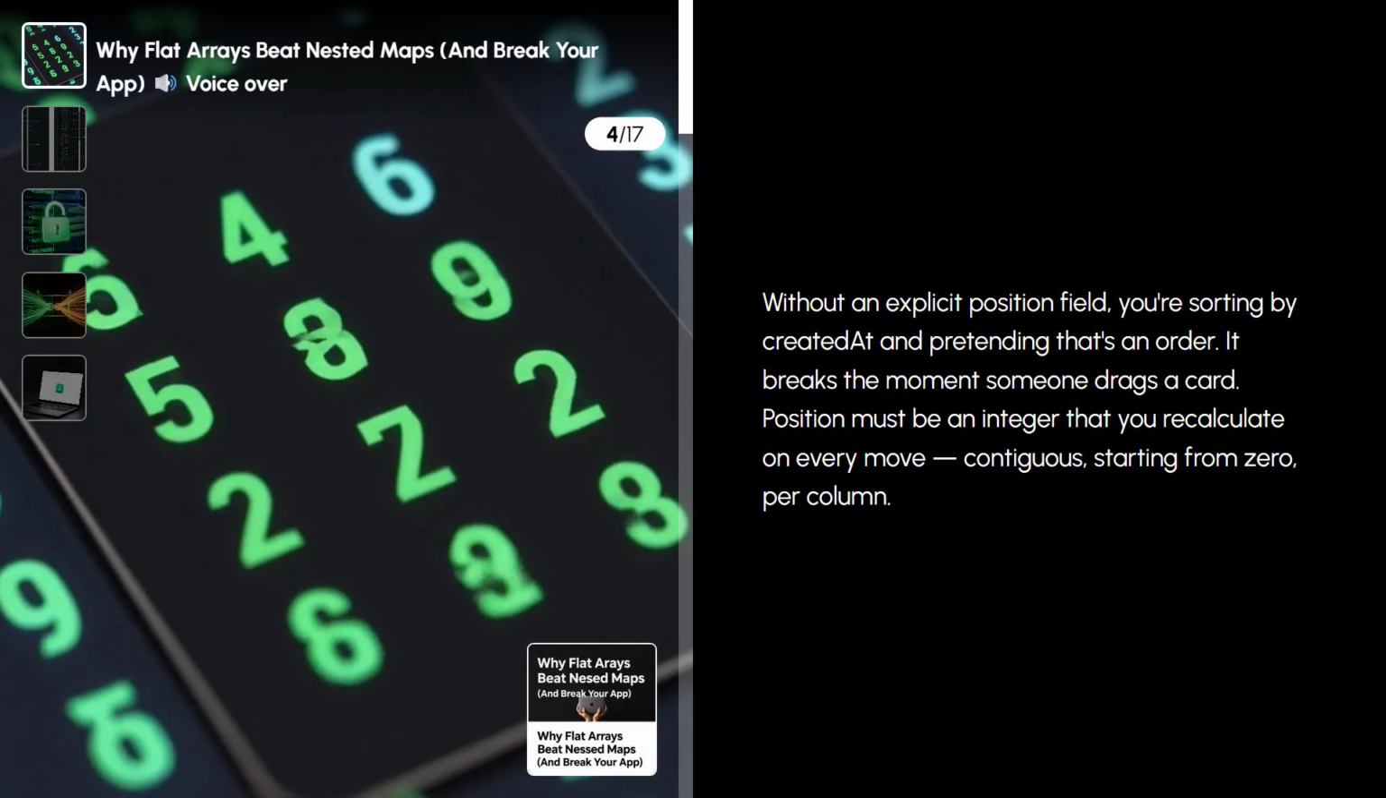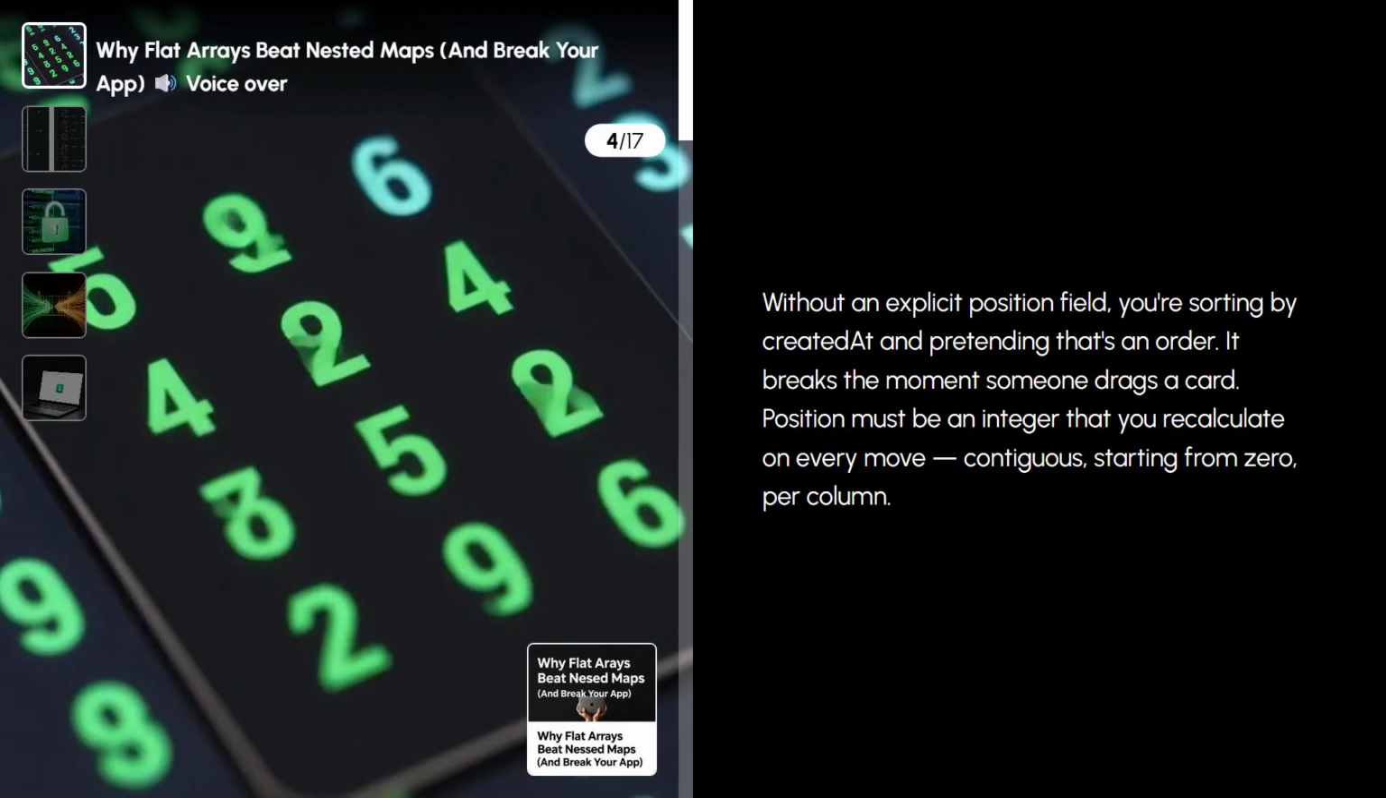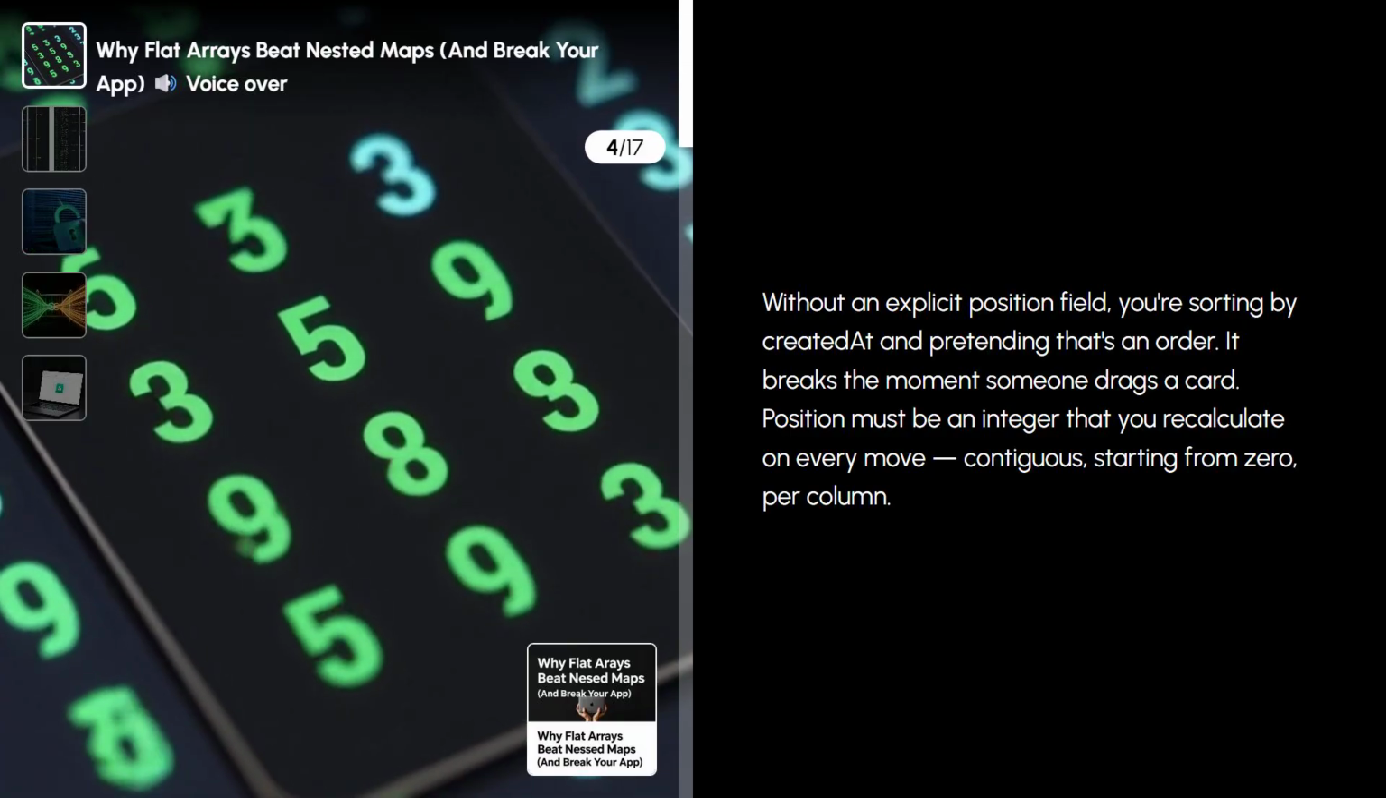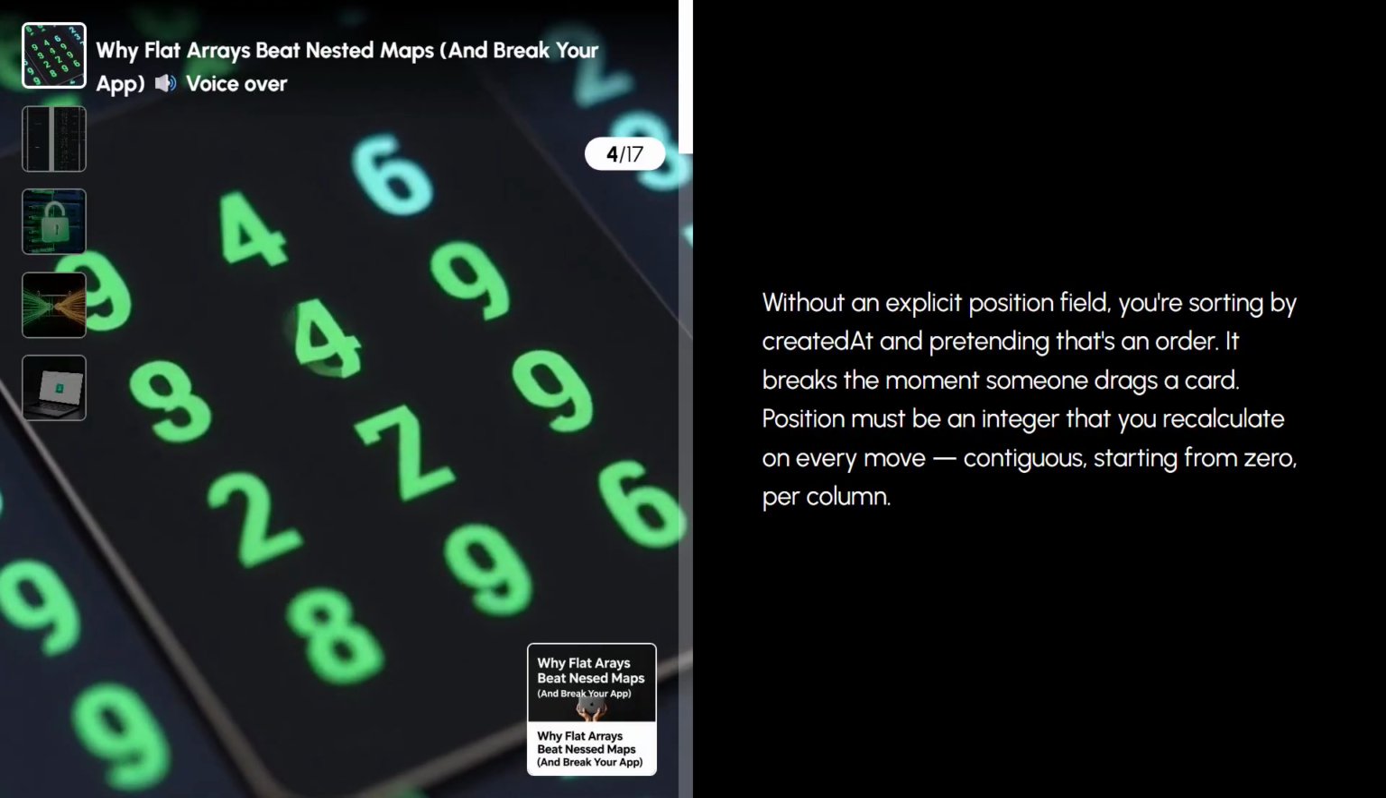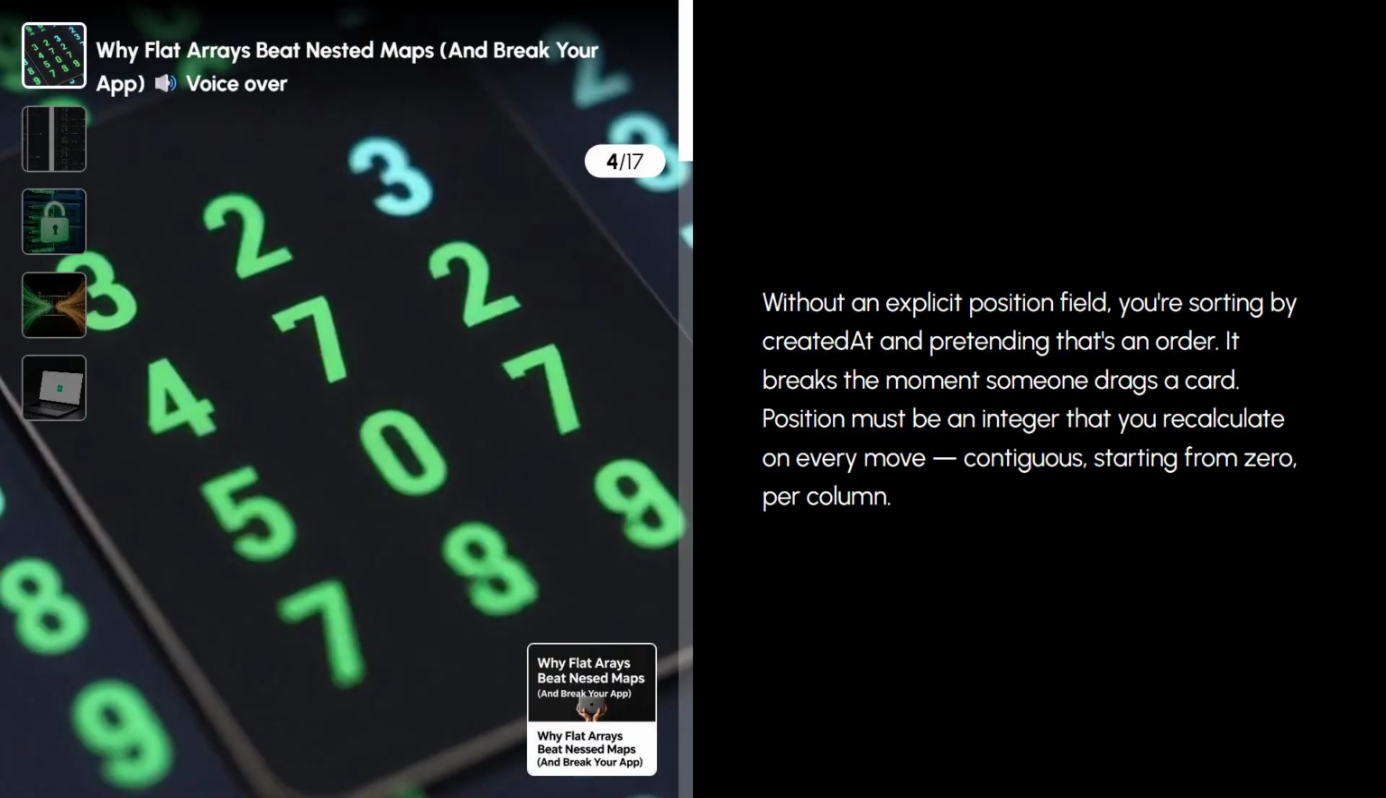If you're sorting by created at, you're not actually ordering anything. The second someone drags a card, that timestamp is meaningless. You need an explicit position integer recalculated to contiguous values on every single move.